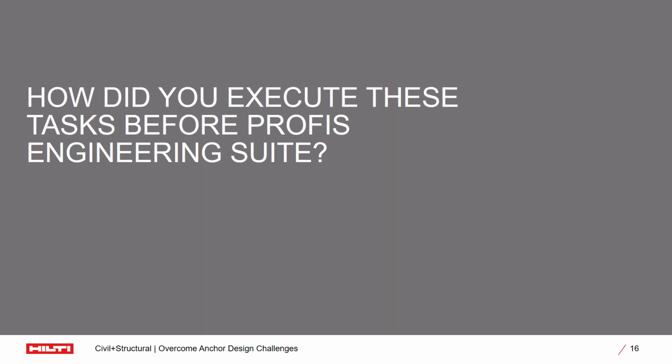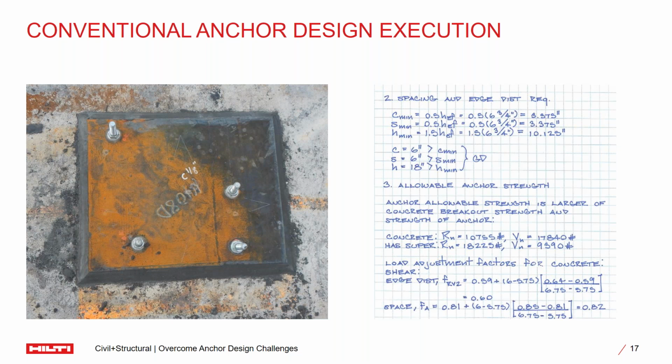So now the dreaded question. Before you had PROFIS Engineering, how did you execute these tasks? That's a good question. Before using any of the PROFIS software, I used to determine the capacity of anchor groups by hand calculations, or I would develop MathCAD sheets to perform the calculations for me. If the anchor groups were in a 2x2 or a 3x2 anchor pattern, the calculations were very straightforward. However, for the type of work that I do, that very rarely occurs.